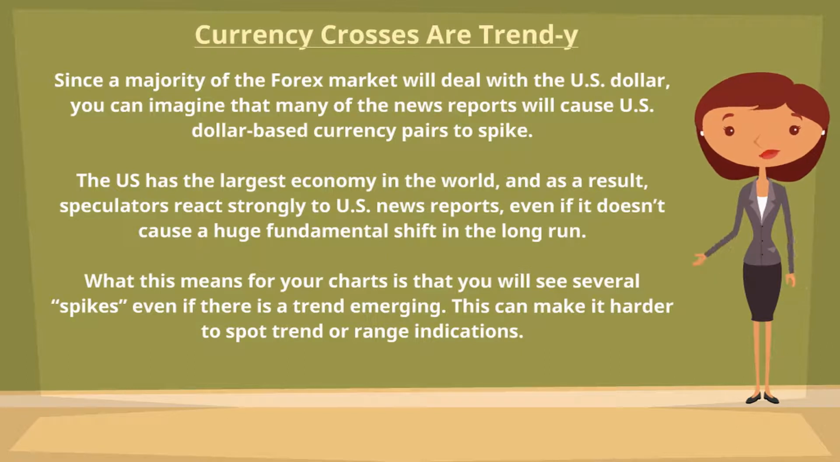Currency crosses are trendy. Since a majority of the forex market will deal with the US dollar, you can imagine that many of the news reports will cause US dollar-based currency pairs to spike. The US has the largest economy in the world, and as a result, speculators react strongly to US news reports, even if it doesn't cause a huge fundamental shift in the long run. What this means for your charts is that you will see several spikes even if there is a trend emerging. This can make it harder to spot trend or range indications.